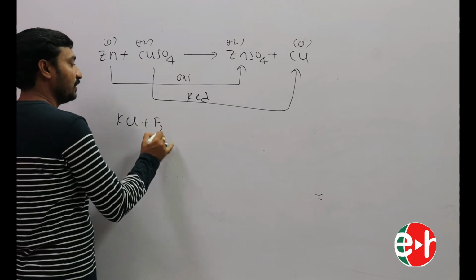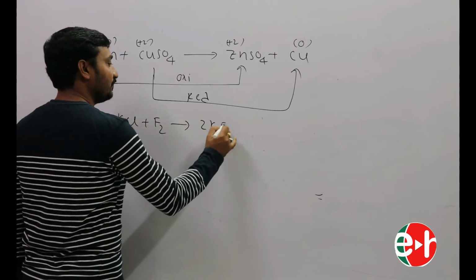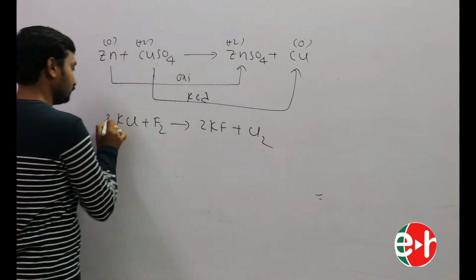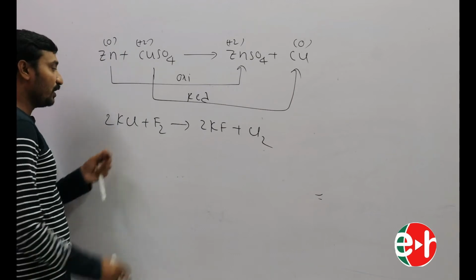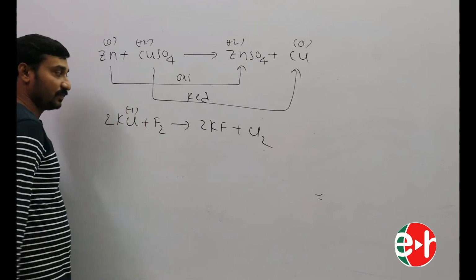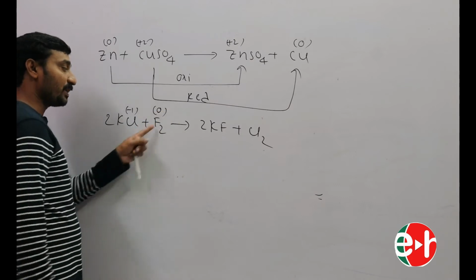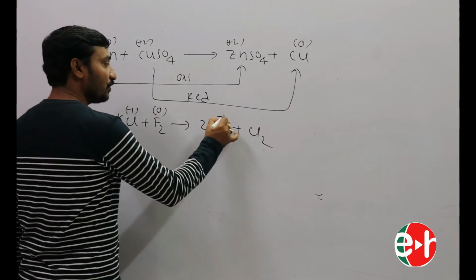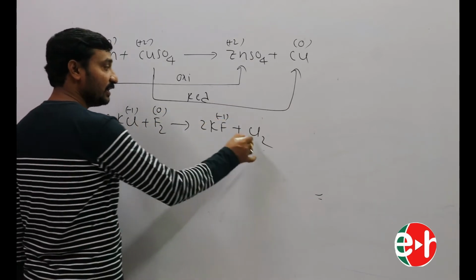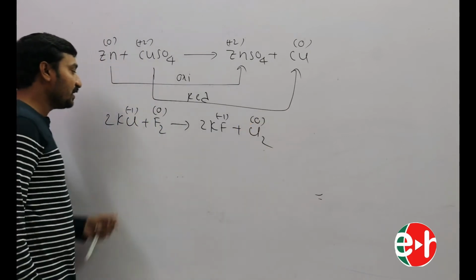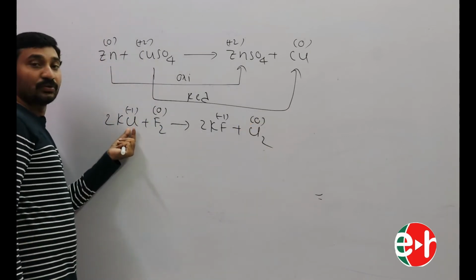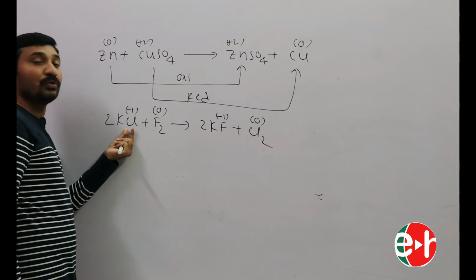KCl plus F2 gives rise to 2KF plus Cl2. See here, chlorine oxidation state -1. In this one, fluorine oxidation state 0 because uncombined. In this one, fluorine oxidation state -1. In this one, fluorine oxidation state 0. Here what happened? Fluorine replaces chlorine. That means fluorine displaces chlorine.